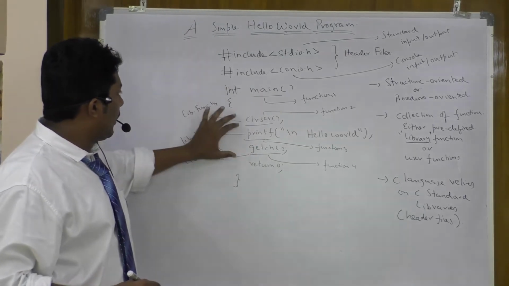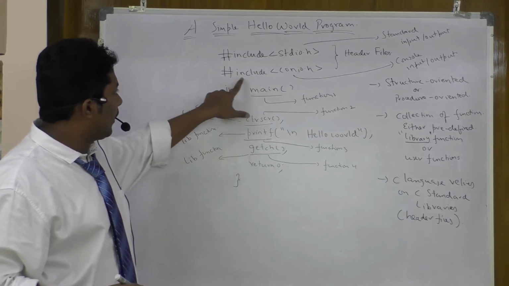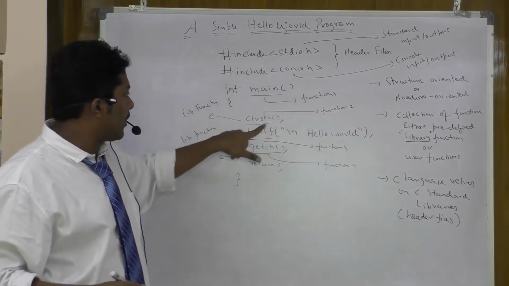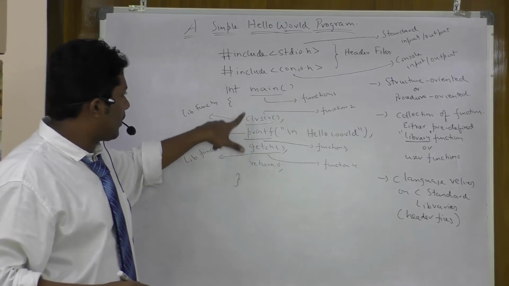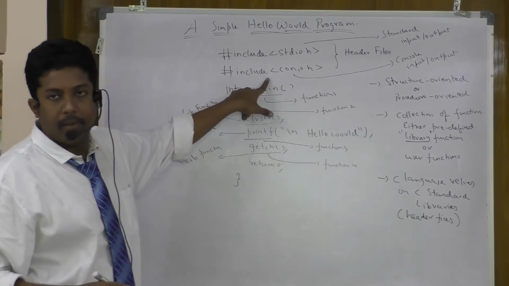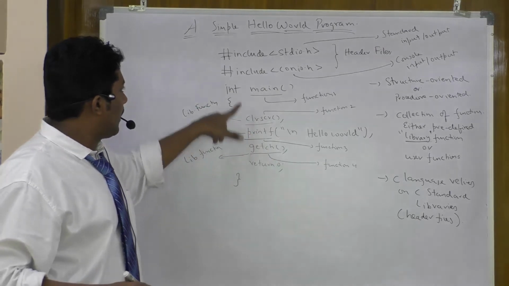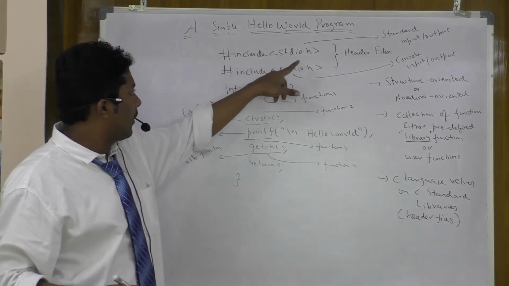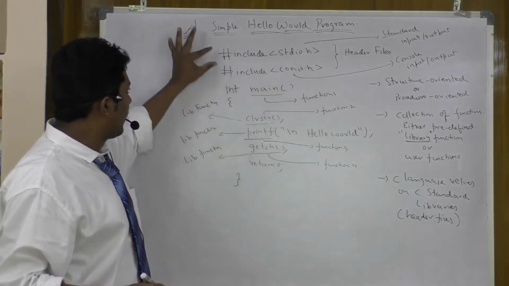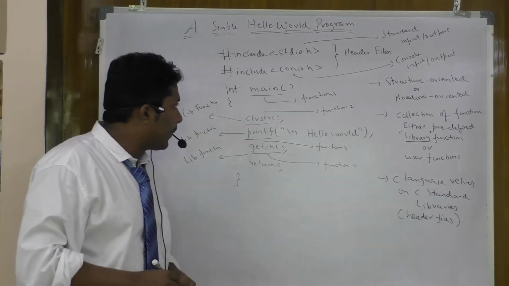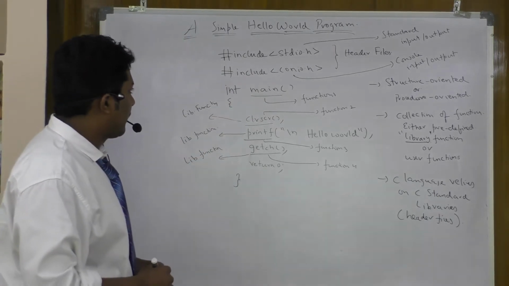So if you want to use clrscr, you need to include this library header file, because this library function is defined under the header file conio.h. And if you want to use this printf function, you have to include the header file stdio.h, because this function is defined under this header file. Okay, so that is all about the header files.